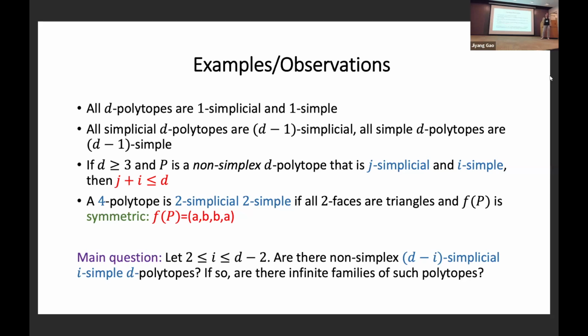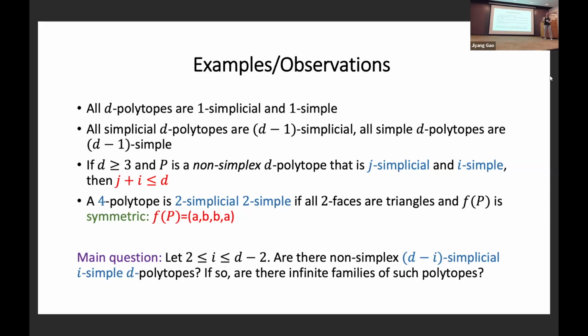Let me add a bit more. So if we want things to be both j-simplicial and i-simple, what can we say about j and i? Well, a simplex is both d minus one simplicial and d minus one simple. A two-dimensional polygon is also both simple and simplicial. But the moment d becomes at least three and P is not a simplex, if we know that our P is both j-simplicial and i-simple, then it's not that hard to check that j plus i can never be more than d. So this means that the most interesting case is when j plus i is d. That's what I'm going to discuss.